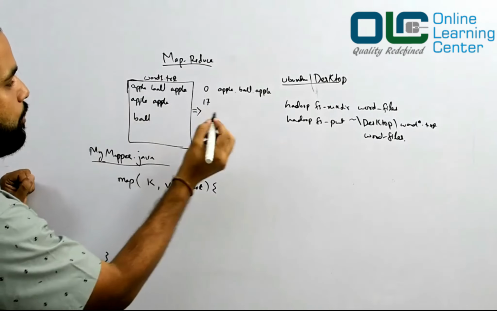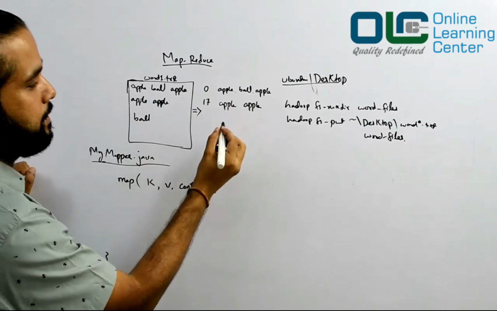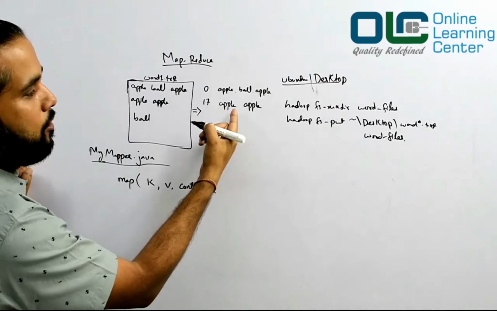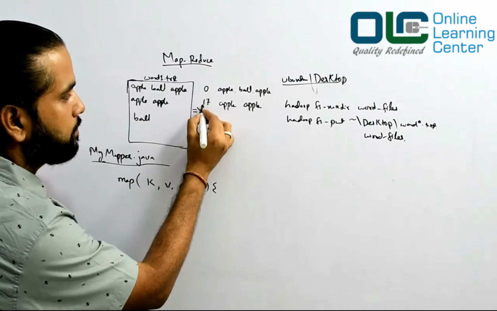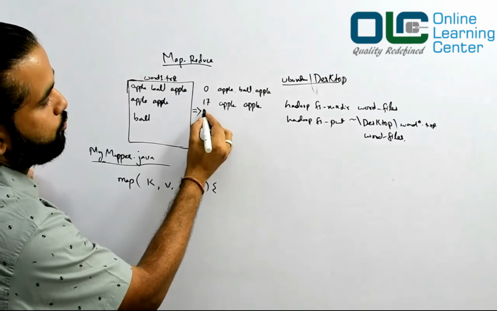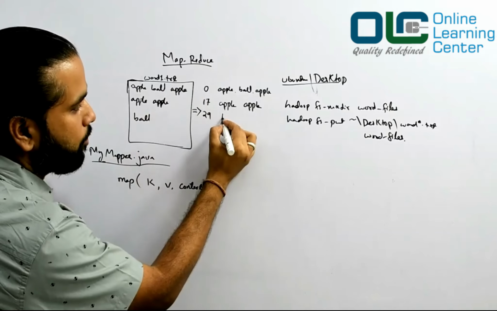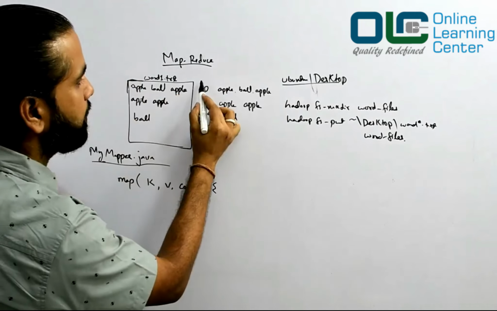And then again you have apple and ball, apple and apple. Now how many characters are here? 1, 2, 3, 4, 5. Again, this is also 5. 5 plus 5 is 10, one space, 11, and let's say one slash-n is also there, 12. So 17 plus 12 is 29. That would be the next key. Again you have a ball and you don't have anything else. So this file will be converted into key value pairs like this.